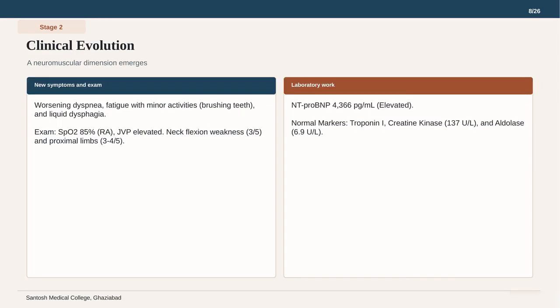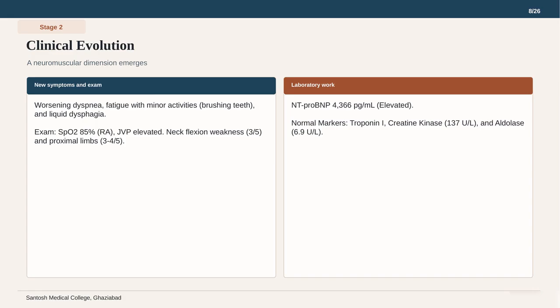Moving into stage 2, a new neuromuscular dimension begins to emerge. As you can see under the new symptoms, the patient reports worsening dyspnea and fatigue with even minor activities like brushing her teeth. She is also experiencing liquid dysphagia. Her physical exam is concerning, showing an oxygen saturation of 85% on room air and an elevated JVP. Most importantly, notice the neck flexion weakness at 3 out of 5 and proximal limb weakness between 3 and 4 out of 5.